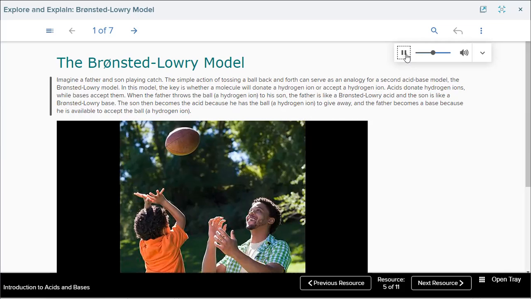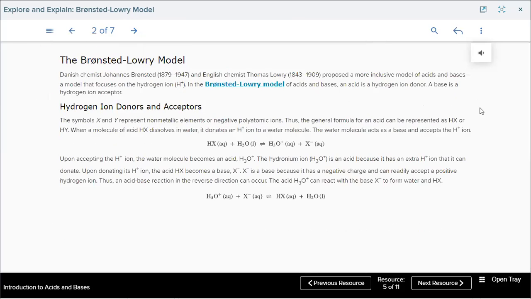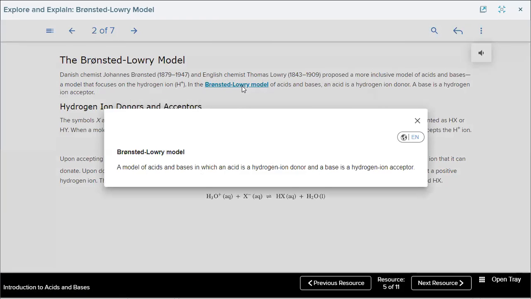The son then becomes the acid because he has the ball, a hydrogen ion, to give away, and the father becomes a base because he is available to accept the ball, a hydrogen ion. You can think of a game of catch as an analogy for the Bronsted-Lowry model of acids and bases. So this is the Bronsted-Lowry model, a model of acids and bases in which an acid is a hydrogen ion donor and base is a hydrogen ion acceptor. It's the meaning of the Bronsted-Lowry model generally.